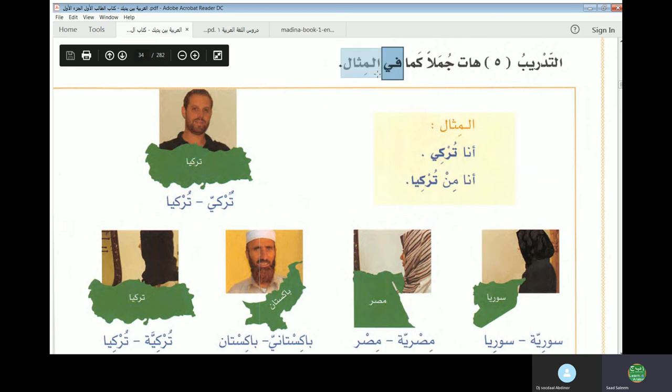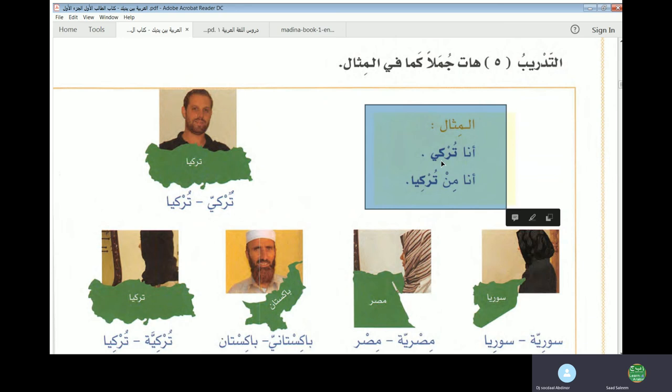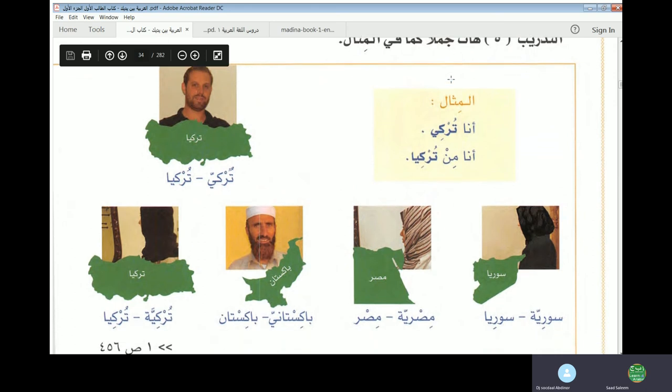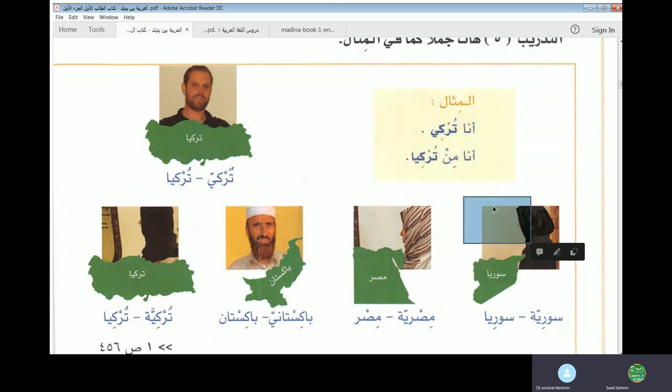In the example, the sentence similar to the one in the example. Bring the sentence like the one of the example. Anā turkī, anā min Turkiyā. What is the difference between turkī and Turkiyā? Anā turkī, I am Turkish. It means that I am a man of Turkey. I am not Turkey, I am Turkish. Ana min Turkiya, I am from Turkey. Okay, good. Understood. Go ahead.